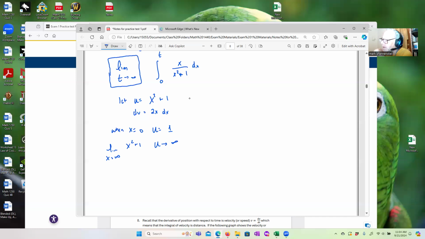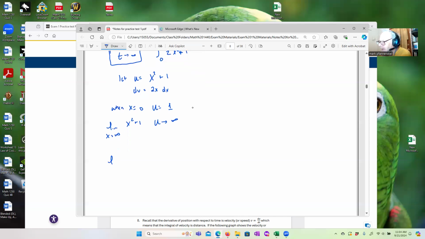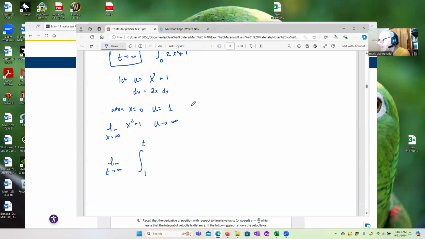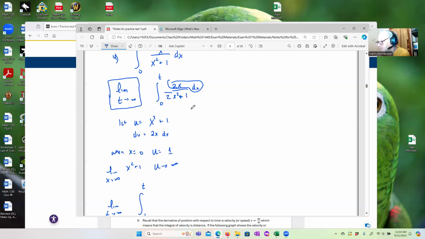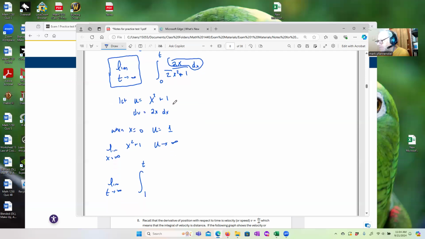Okay, so I'm going to go ahead and insert a little 2 over 2 here, just so that I've got my dx and my du sitting here waiting for me as I make my substitutions. So let's go ahead and do that. So we still have a limit as t goes off to infinity because this didn't change. Integral from, this did change, 1 to t, okay? So we went from 0 in the x world, but we're now in the u world. We're starting from 1, again going off to t.